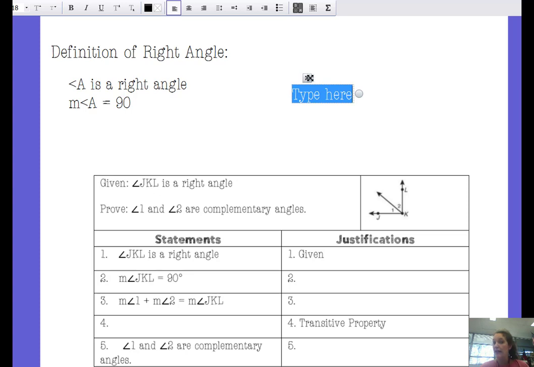And then, like all definitions, they're true in both directions. So the converse of that is also true. If the measure of angle A is 90 degrees, if you know an angle's measure is 90 degrees, then you're allowed to say, oh, that means that angle has to be a right angle.